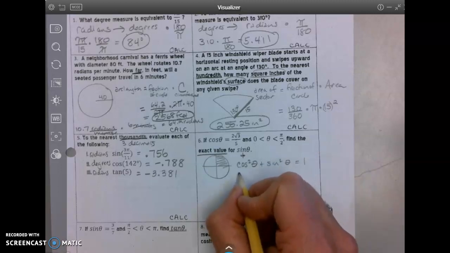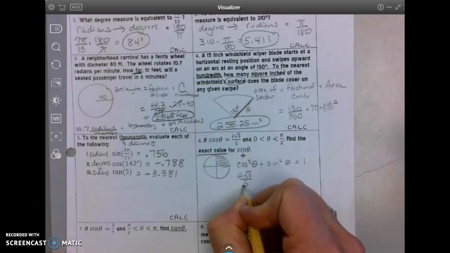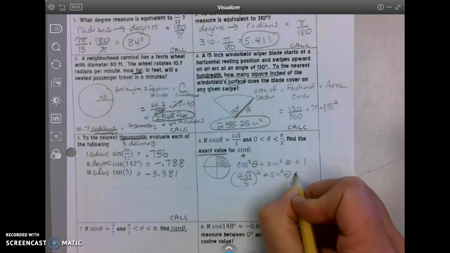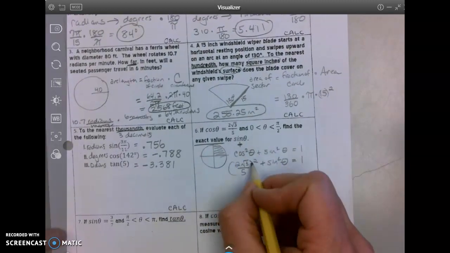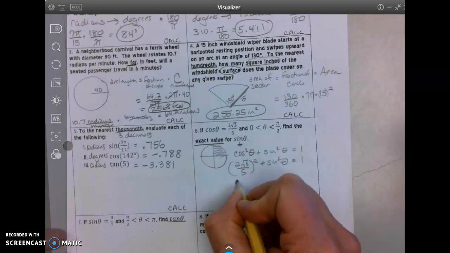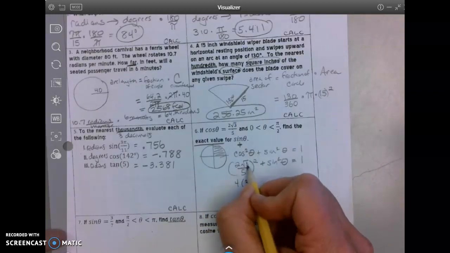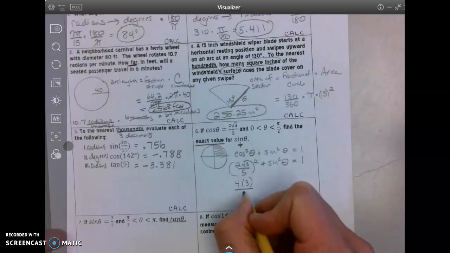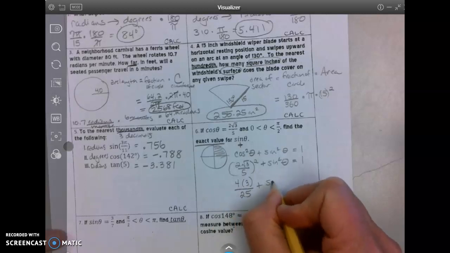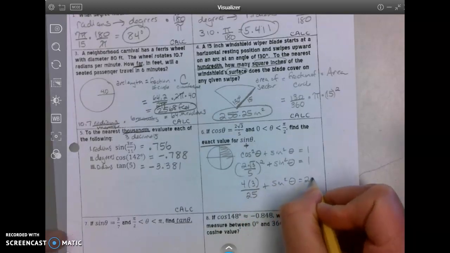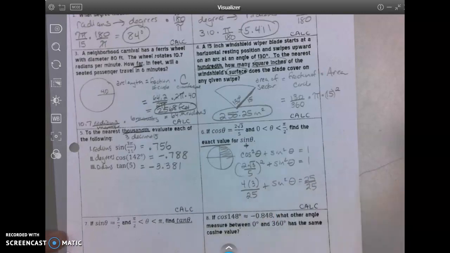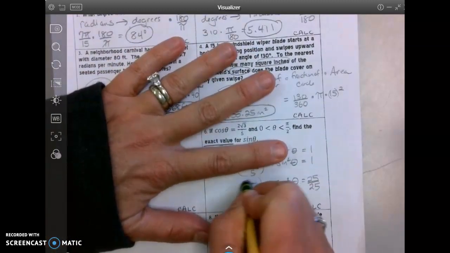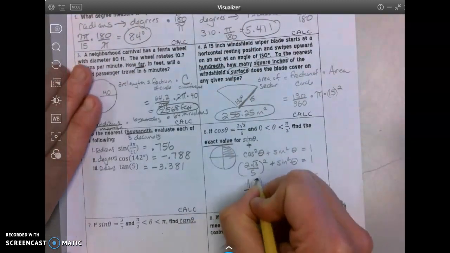I know the cosine, so 2 square root of 3 over 5 squared plus sine squared equals 1. When I square everything inside those parentheses, I get 4 times 3, because the square root of 3 times the square root of 3 is 3. 5 squared is 25, plus sine squared of theta equals 25 over 25. 4 times 3 is 12. I'm just going to erase it and write 12.